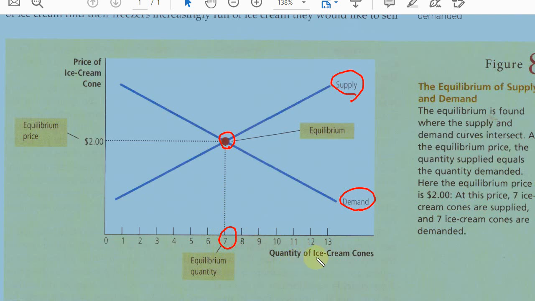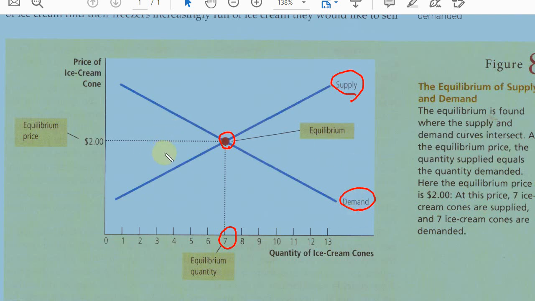this is quantity. In the example of an ice cream cone, 7 ice creams is the point where supply and demand meet. In other words, the supplier is okay to supply 7, and the demand, the customer, is okay to purchase 7. So 7 is the point that satisfies both the supplier and the buyer together.